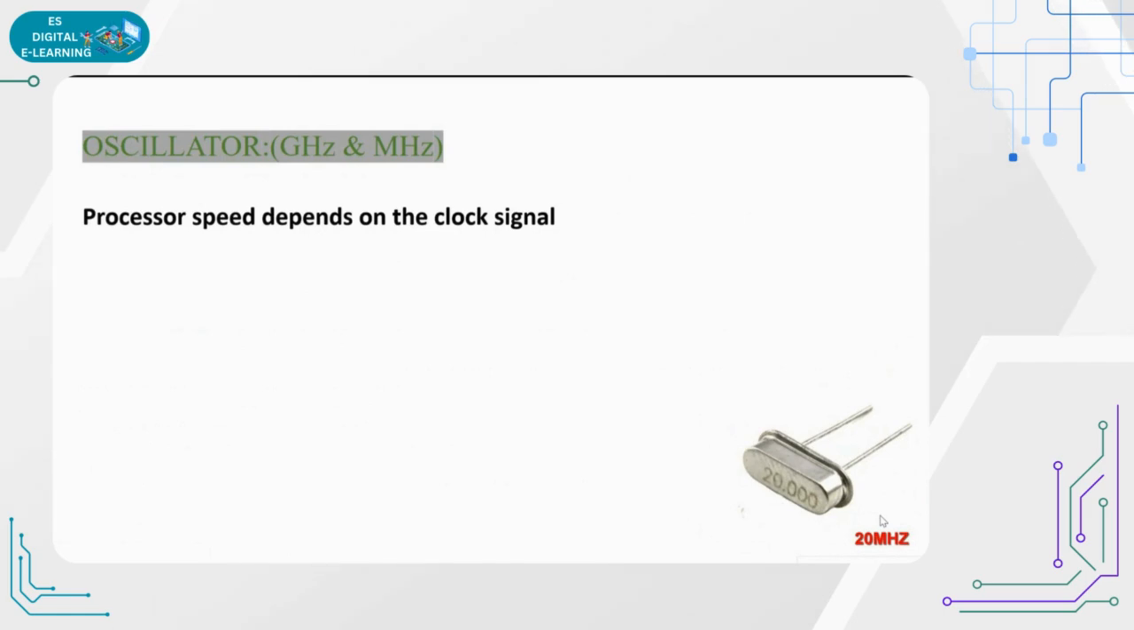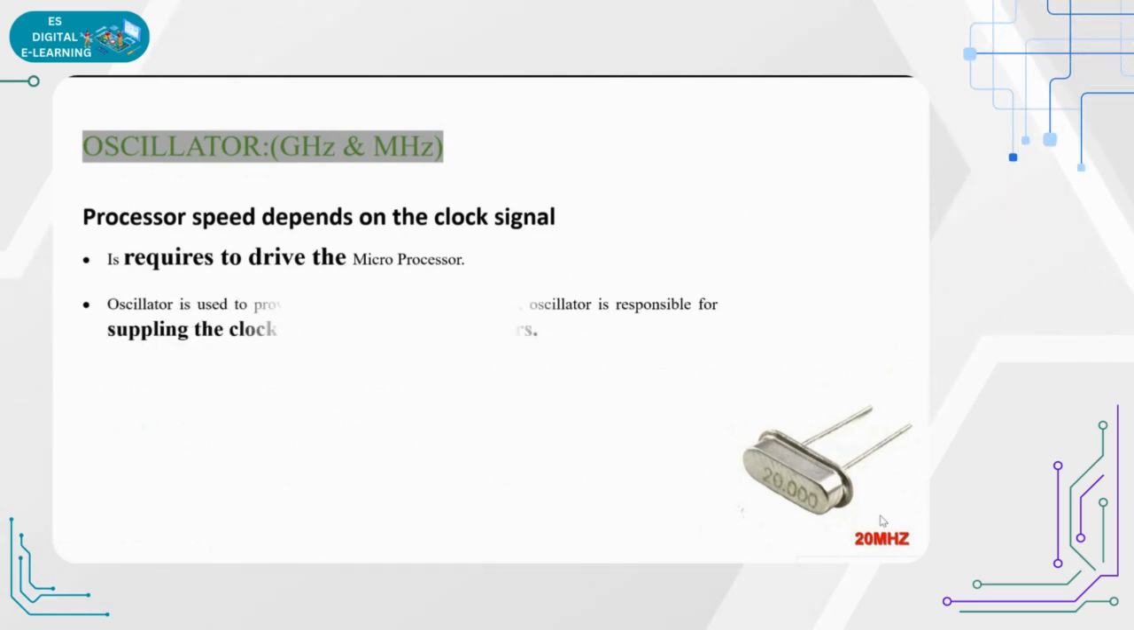Based on that, the processor speed can be decided. Based on the clock only, we are able to decide what the processor speed is. So what is the purpose of why we need to use it? It is the heart of the controller. We need it to drive the microprocessor. The CPU will be there, right? To process the data, we require this clock.